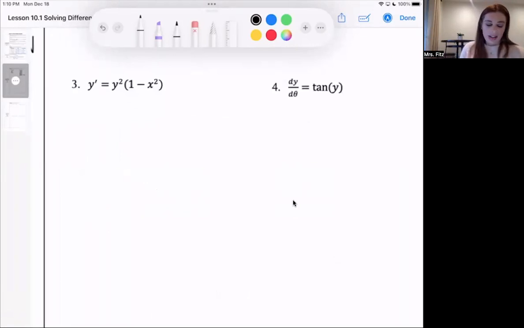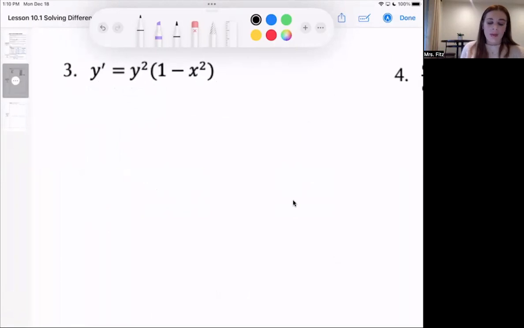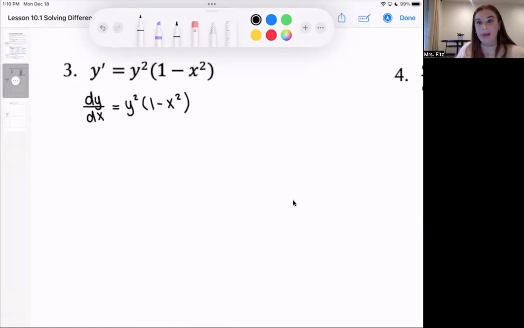Okay, so hopefully you had a chance to try both of those. What I'm going to do in this step is notice I have y's and x's, so I'm going to rewrite y prime as dy/dx is equal to y squared times 1 minus x squared. Okay, next thing I'm going to do is move everything around so I have things in the right spaces. So I'm going to go ahead and divide by y squared and multiply by dx. Remember, it's multiply by dx.